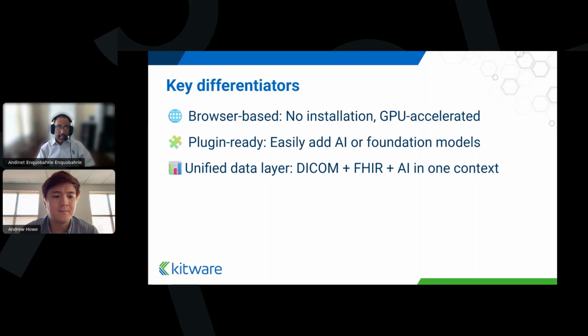Third, it has this unified data layer. It's unifying imaging data, FHIR data, and also any derivatives from this raw data. For example, you have imaging data that you've run segmentation on. The segmentation mask will be an overlay that you can see within VolView Insight.